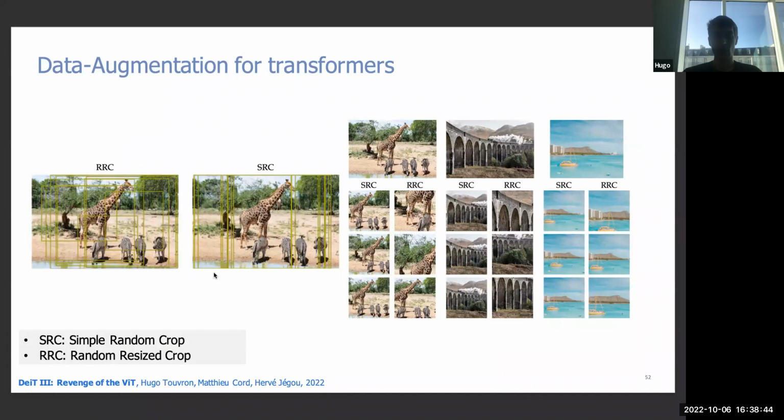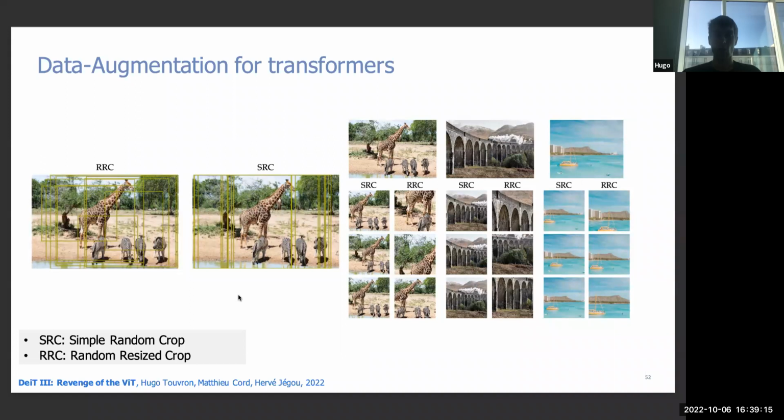The other data augmentation we changed is in particular on ImageNet 21K. Usually we use random resize crop, but one main drawback of random resize crop is that it can corrupt the label in the images. As you can see here with the zebra and the giraffe, you can select just a part with the giraffe. So random resize crop is very interesting when you have few data, because as you can see here on the figure, you have more diversity with the random resize crop data augmentation.